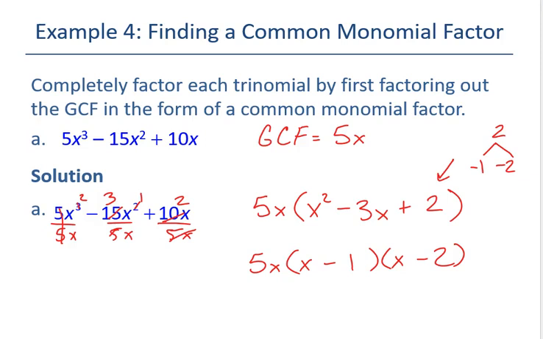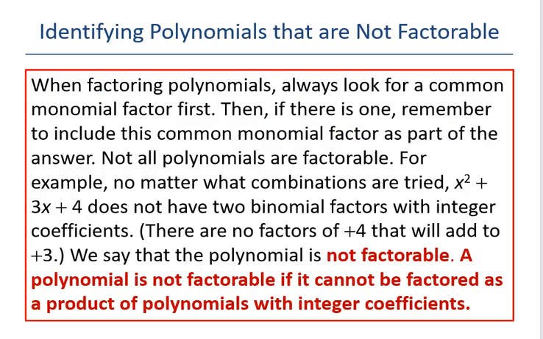Let's look at one more little note they're giving us here. When factoring polynomials, always look for a common monomial factor first. Then if there's one, remember to include this common monomial factor as part of the answer. Not all polynomials are factorable. For example, no matter what combination is tried, x squared plus 3x plus 4 does not have 2 binomial factors with integer coefficients. There are no factors of 4 that will add to 3.